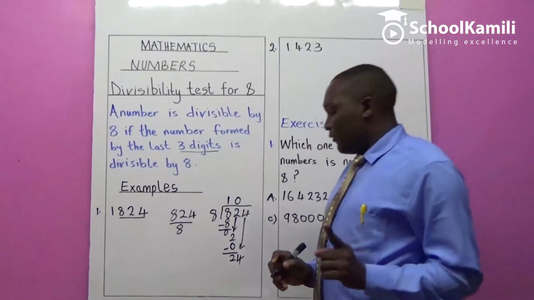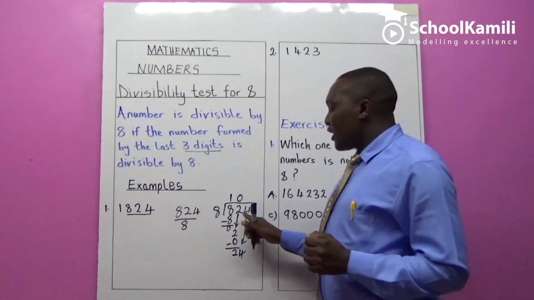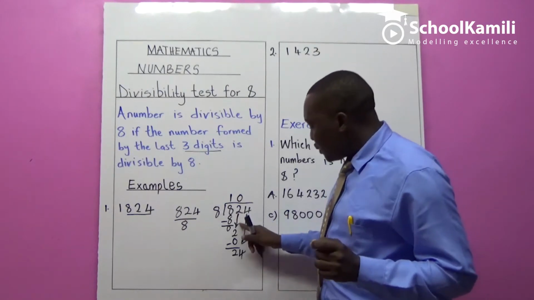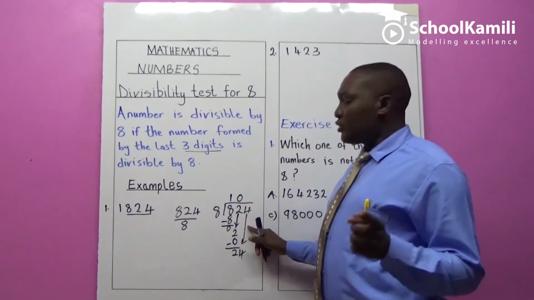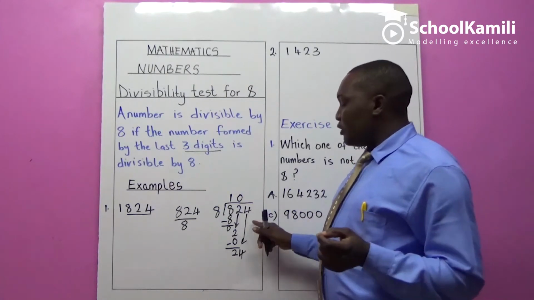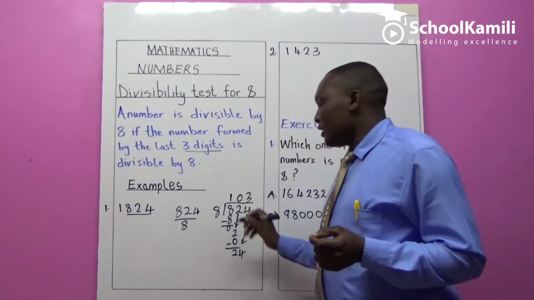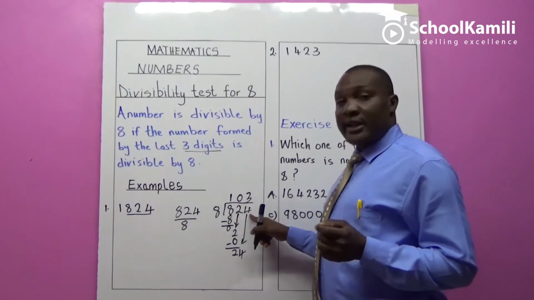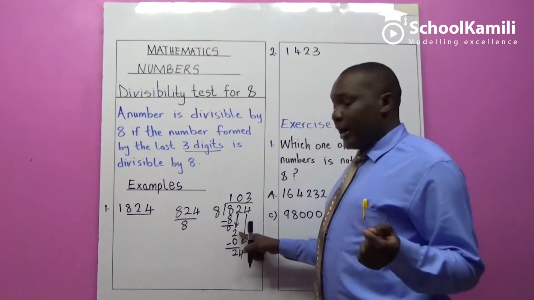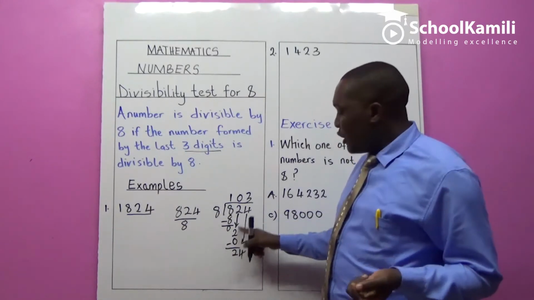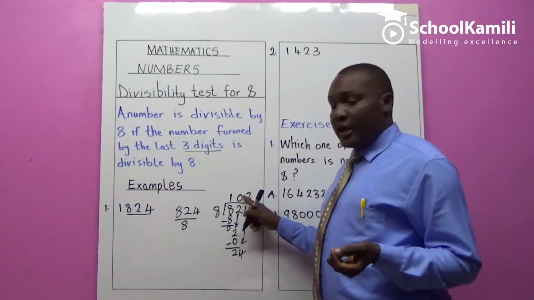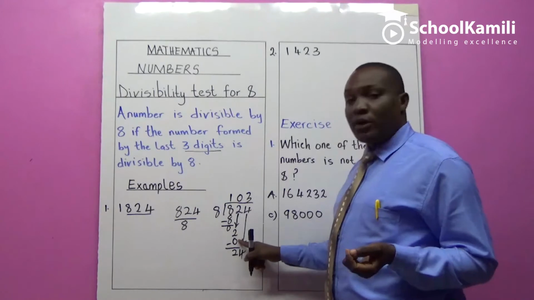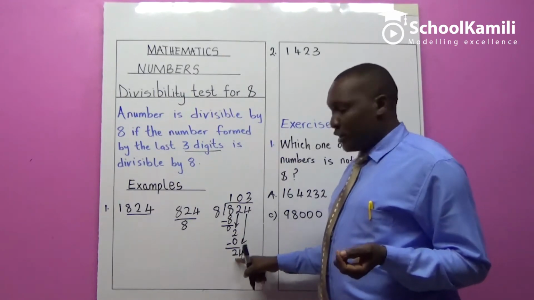It is very important for you as a pupil to know that you cannot drop 2 digits at the same time. You are going to get a wrong answer. That's why you'll find majority of you saying that this is 13 instead of 103 because of dropping 2 digits at the same time. So drop 1. Find out, can 8 go into 2? No. 0 times. Take that 0, multiply by 8, you get 0, subtract it from 2. You remain with 2. Then you drop 4.